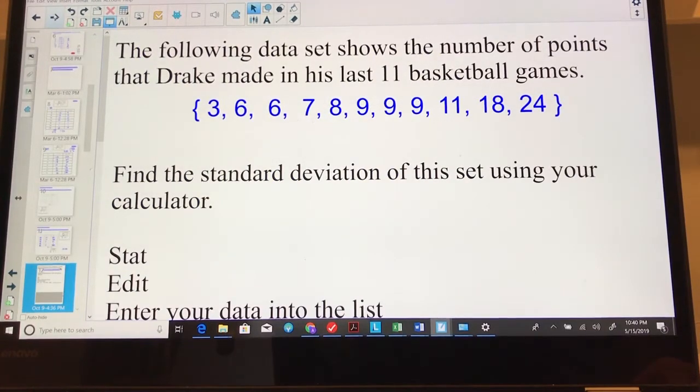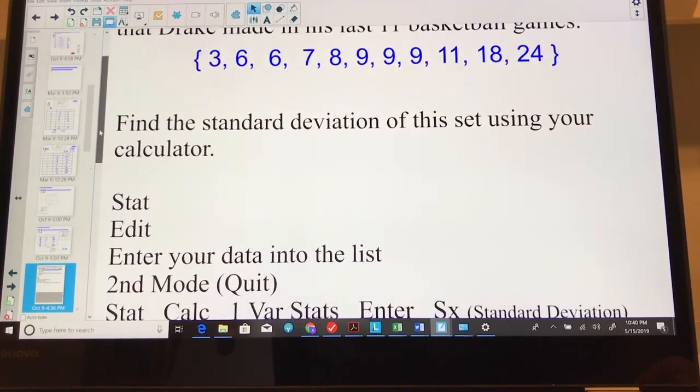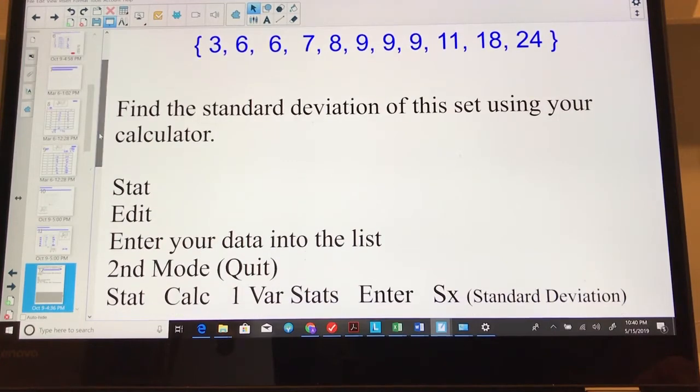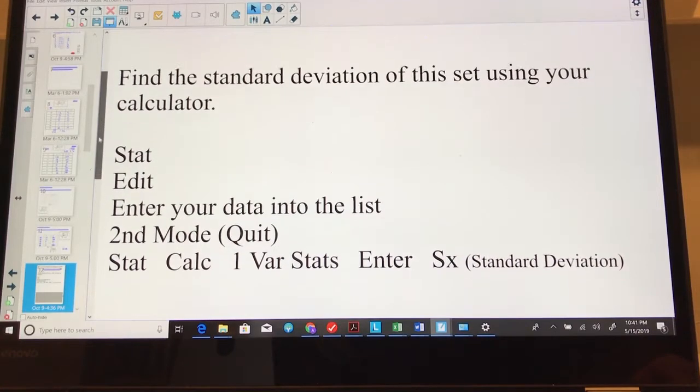So now, how do you do this using your calculator? Well, it's actually not that bad. You're going to enter all of this data into your list 1. So you're going to go stat, edit, put it in list 1. Second mode, remember that's the only time in math I let you quit, is when you do second mode on your calculator. Then you're going to do stat, calc, 1-Var Stats, press enter, and then our standard deviation is Sx. That's what we're going to be looking for there. Okay, so that's how you do that on your calculator.